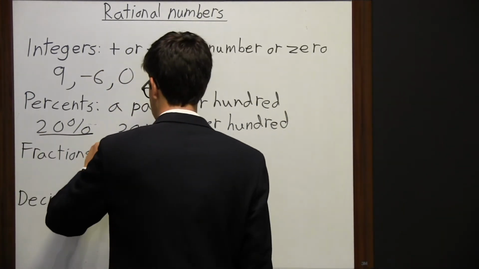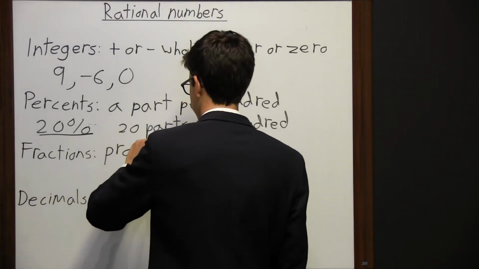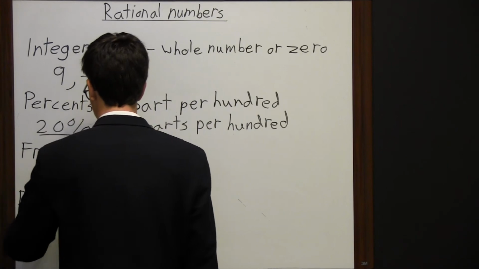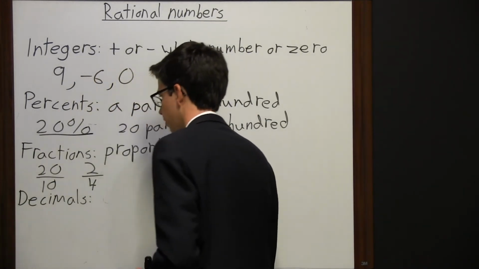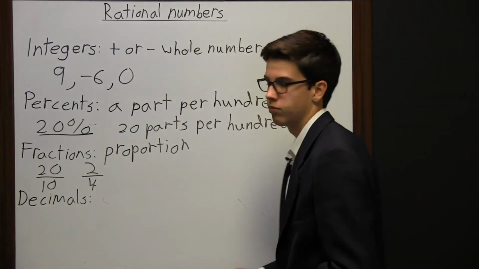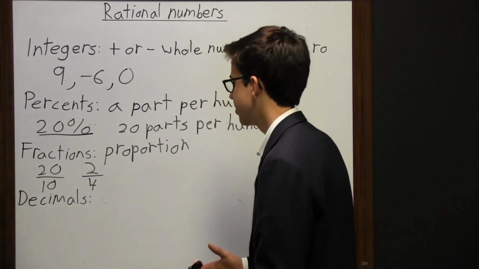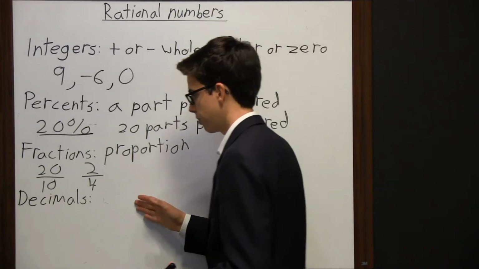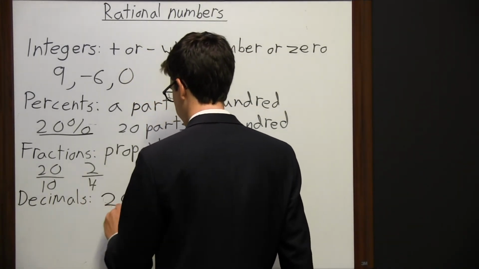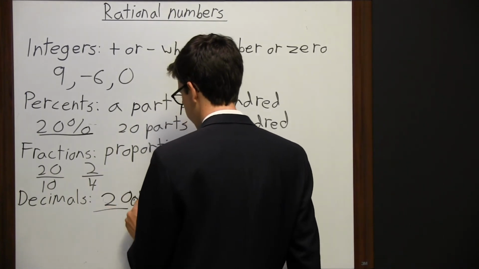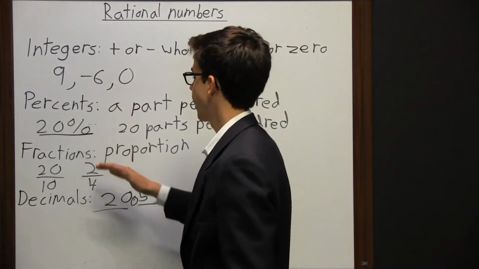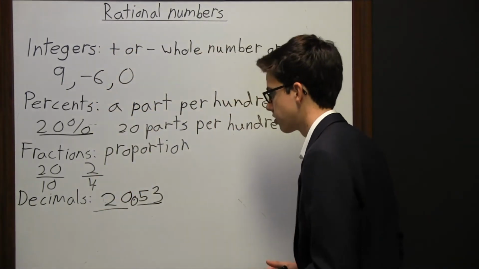Then fractions, which is a proportion. So an example would be 20 divided by 10 or 2 divided by 4. And of course we have decimals, so this is where we have an integer, maybe 1, maybe 89, maybe 0. And then we have a decimal place, and then we have numbers after the decimal, like 20.53. So we have our integer, we have a decimal, and then we have numbers after the decimal. So integers, percents, fractions, and decimals are all rational numbers, usually.